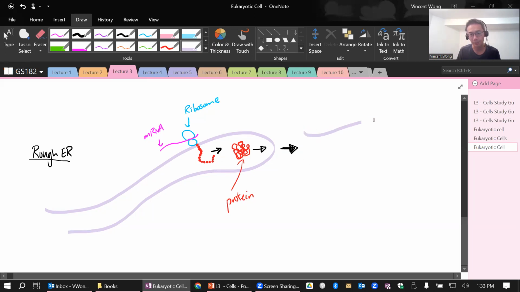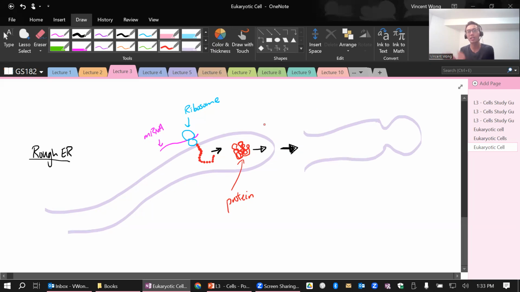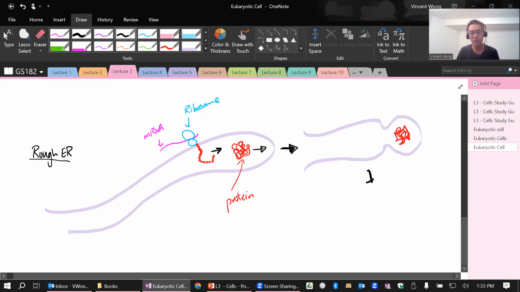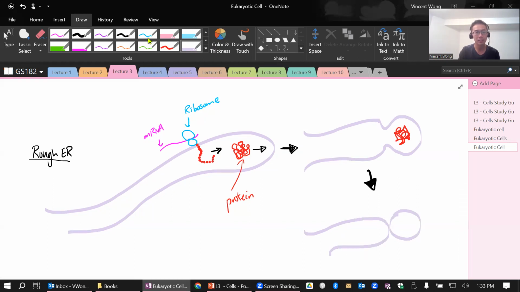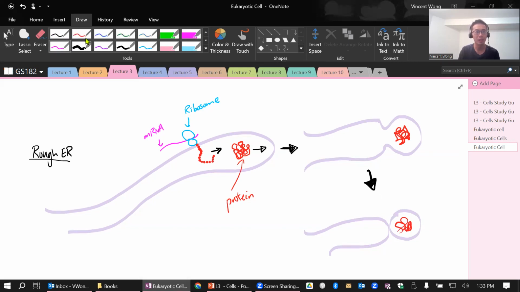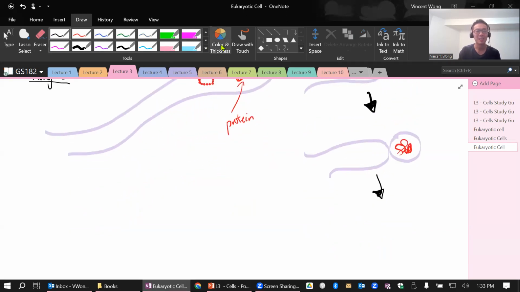It's going to look like this. That protein will move towards the edge, and then it will pull a little bit of the membrane with it, and eventually it will pull so far out that it will just pinch off. Can you visualize this? Give me some feedback here, guys. Let me know if any of this is making any sense.